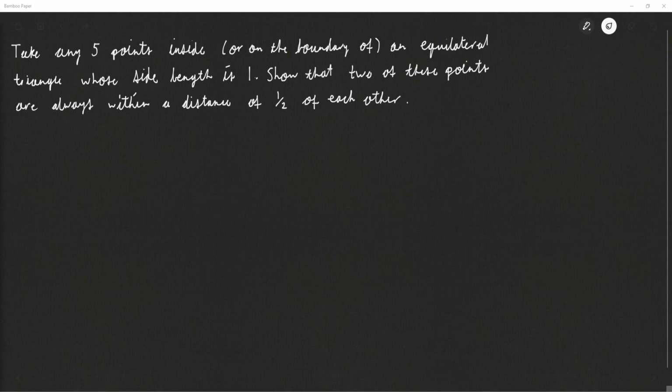Now for our last question, we have: take any 5 points inside or on the boundary of an equilateral triangle whose side length is 1, and we want to show that 2 of these points are always within a distance of 1/2 of each other.